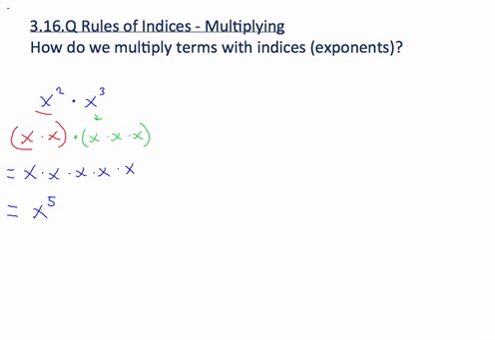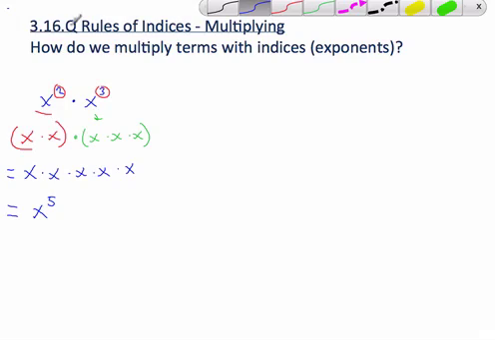So notice, if you look at the exponents in our original expression, we have x to the power of 2 and x to the power of 3. And how does that relate to 5? Well, that's 2 plus 3 equals 5. Because there's a product of 2 x's here and a product of 3 x's. Altogether, you have a product of 5 x's.